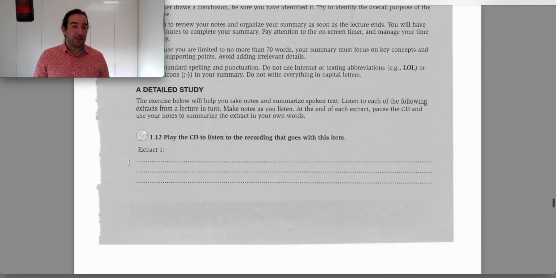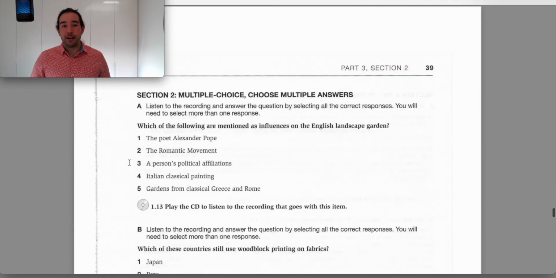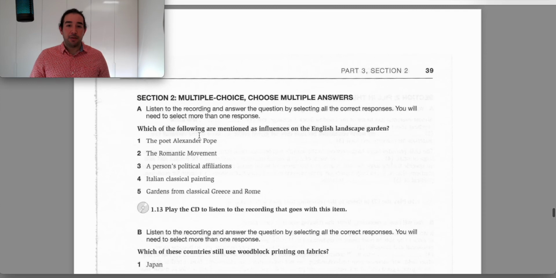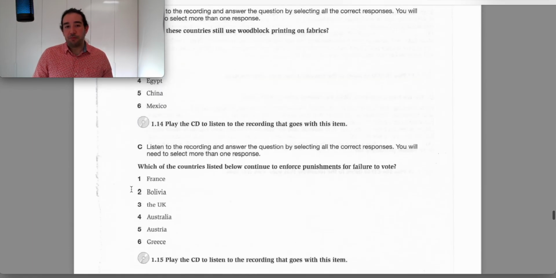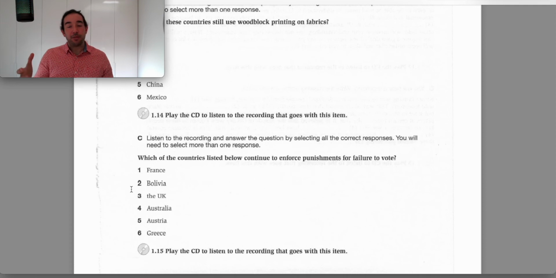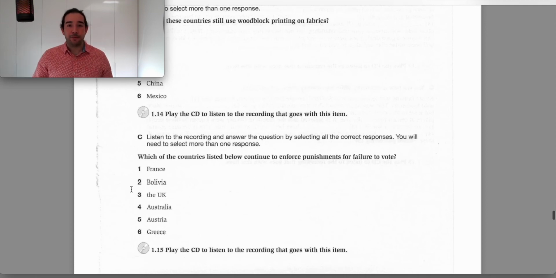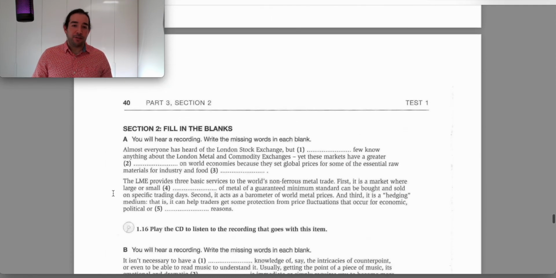Again, something a bit different, and this is again an example of how listening and writing are combined on the test. Multiple choice with multiple answers and multiple choice with single answers. This is nothing too new. And again, it's something that we just need to be careful with, because if it is multiple answers, we want to pick more than one.